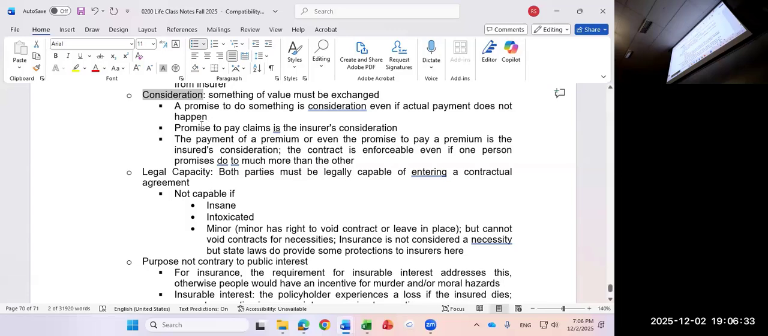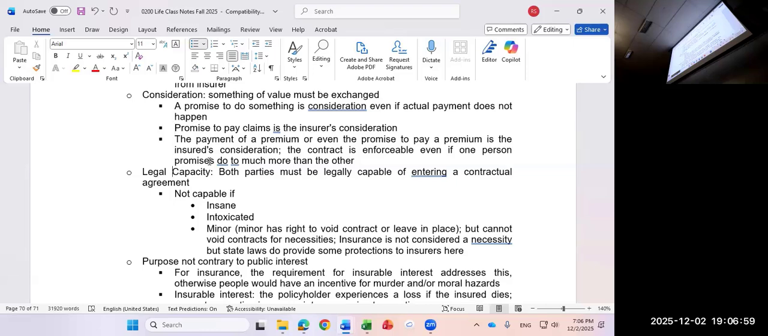But in insurance, what if you buy a 10-year level term policy and you pay your premiums for 10 years? What did the insurance company give you? Didn't give you anything. Can you then go to court after 10 years and say, "Hey, I paid my consideration, they didn't give me anything"? No, because the court's going to say a promise to do something is consideration. A promise to pay you if you die is consideration. You don't have to die to get consideration.